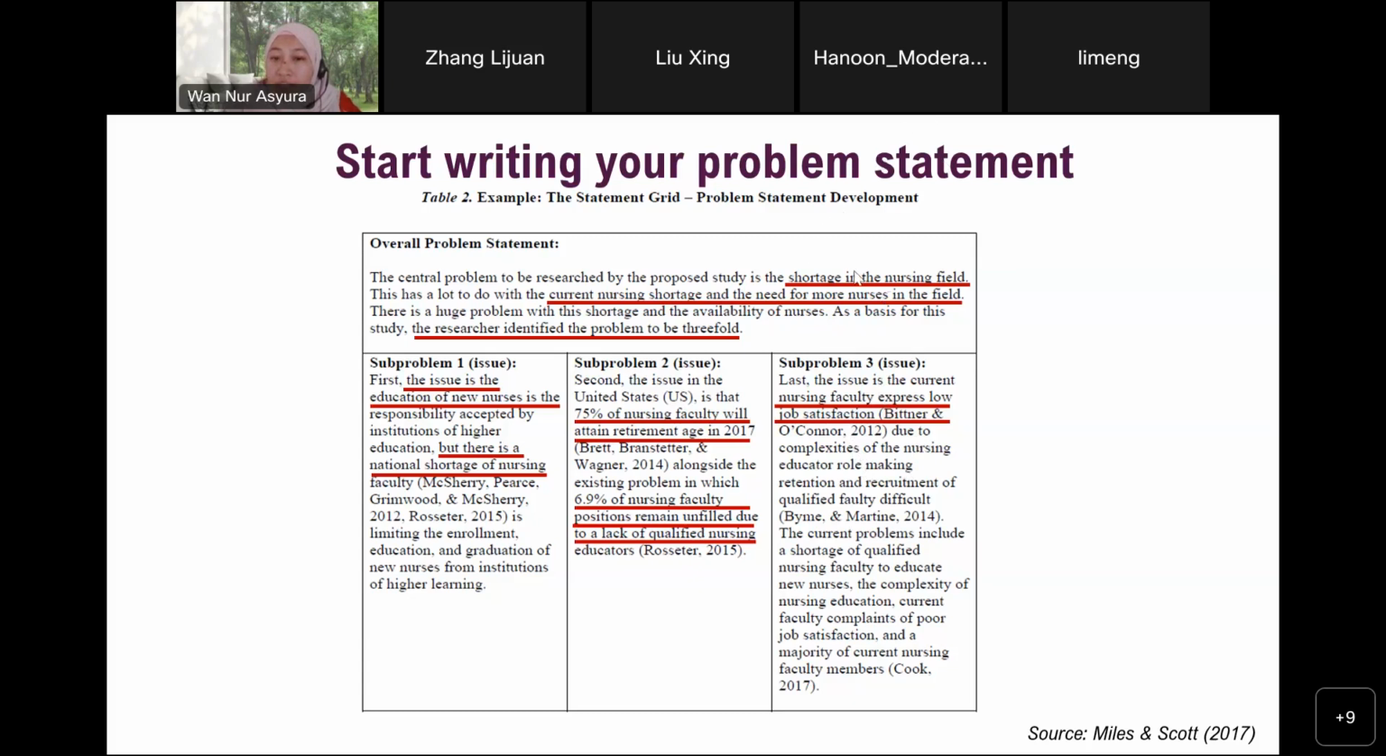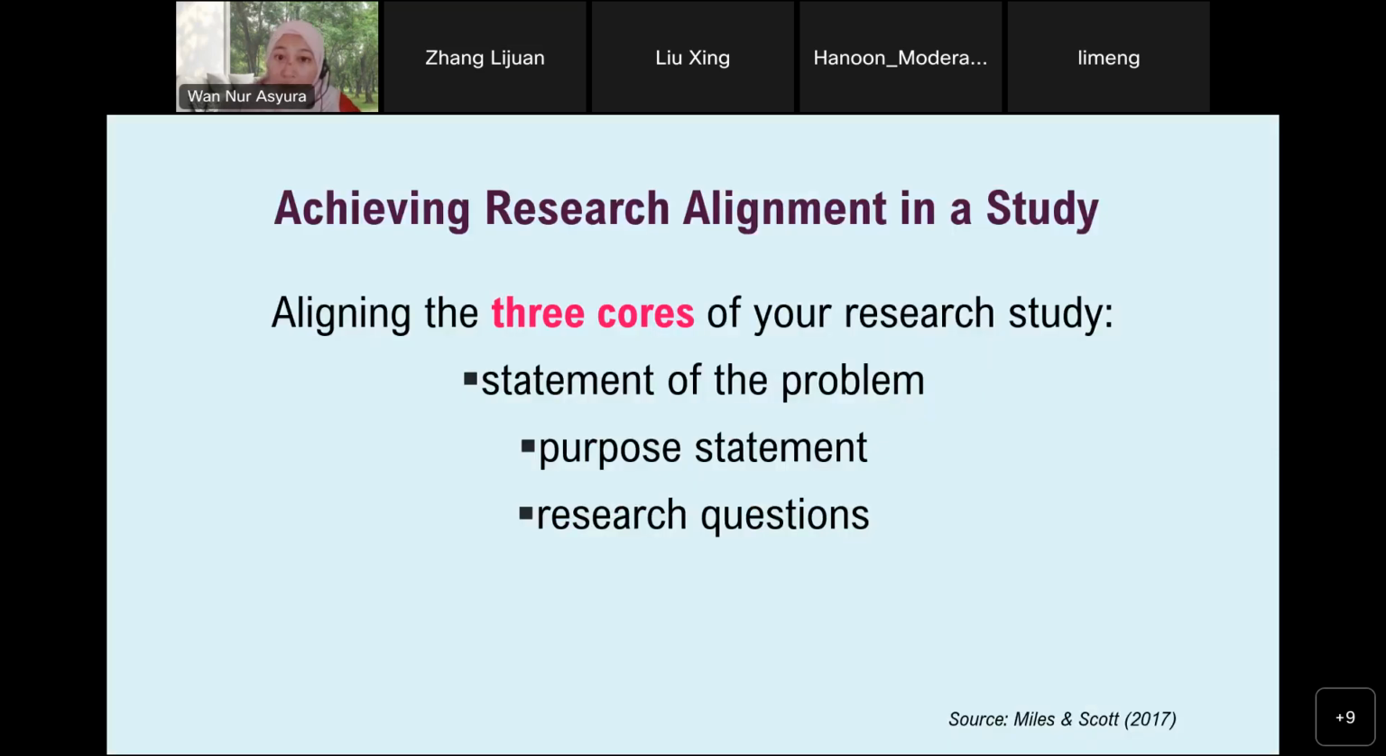So from one general statement, this author presented three sub-problems. Okay, you can also have only one research problem, no problem with that. That means your study is investigating, for example, the shortage in the nursing field. So you just reorganize this using this template. Okay, that's how to start reorganizing your statement of the problem.